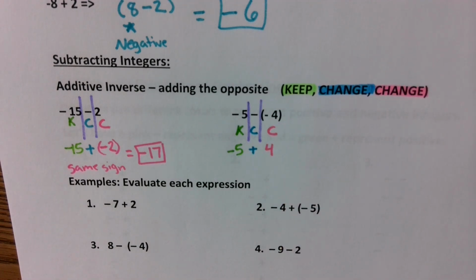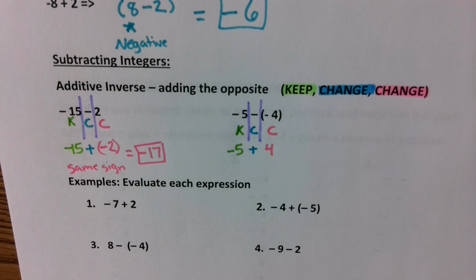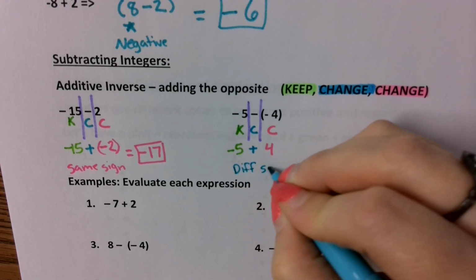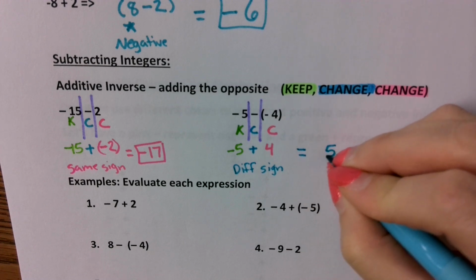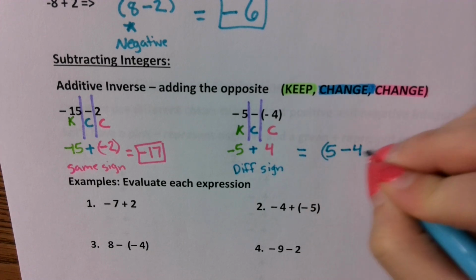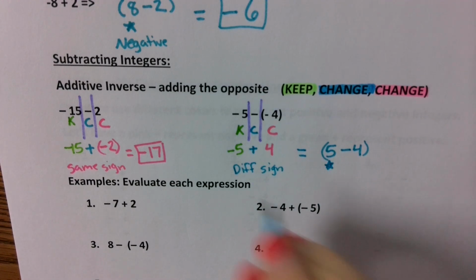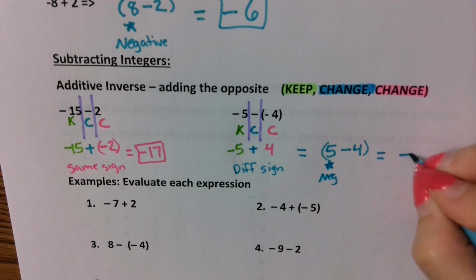Okay, now that it's back to an addition problem, we follow the addition rules. Is this same sign or different signs? Different. These are differing signs. So that means what we're really going to do is subtract 5 minus 4. And again, the 5 is the higher number. Was 5 negative or positive? It was negative. So therefore our answer is a -1.